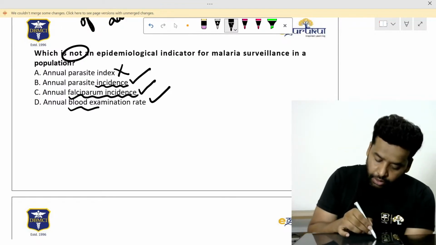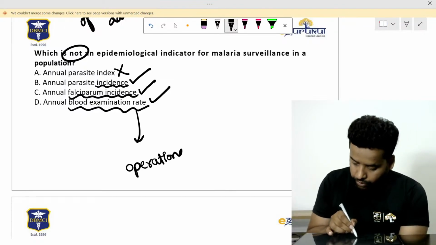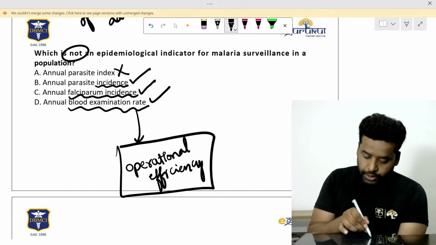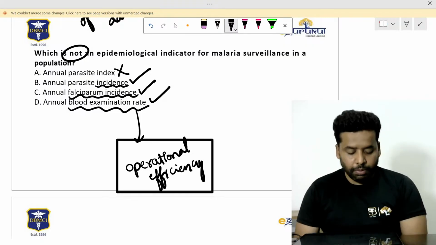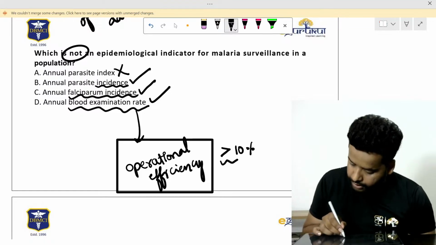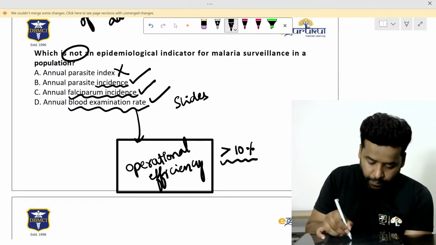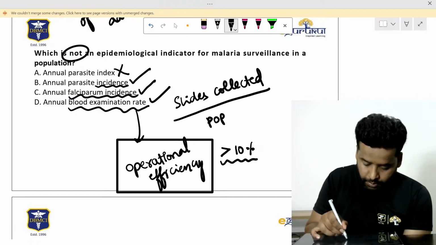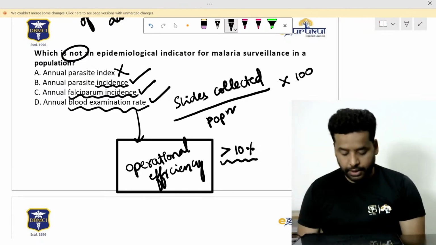Which is an indicator for operational efficiency out of these? Annual blood examination rate, which should be more than 10%. It is the amount of slide collection, slides collected by population. So it should be more than 10%, and we express it in percentage.